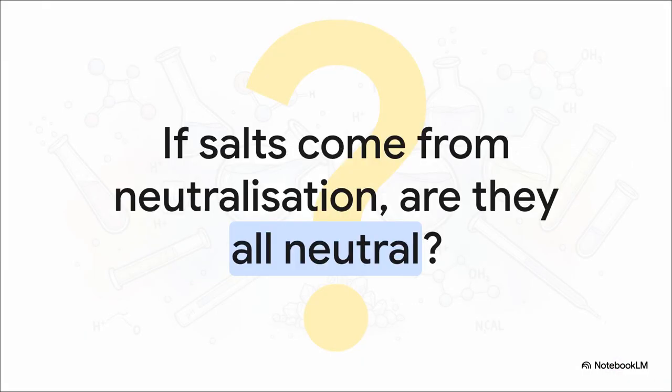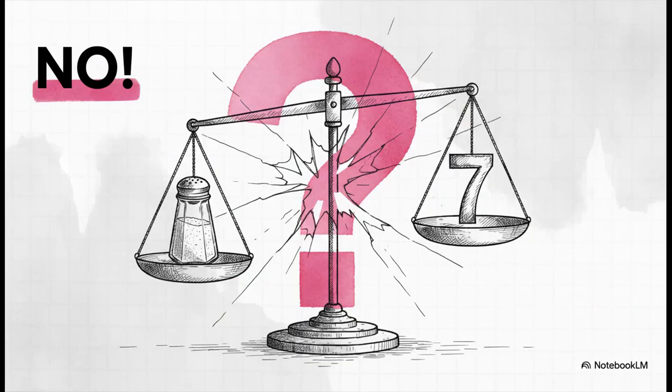So here's the big question for you. If salts are born from a reaction called neutralization, doesn't it make sense that all salts would be, well, neutral? That they'd all have a pH of exactly 7? And the answer is a big surprising no. This is honestly one of the most common mistakes people make. Not all salts have a pH of 7. And the reason why is actually super interesting and tells us so much more about this chemical family.